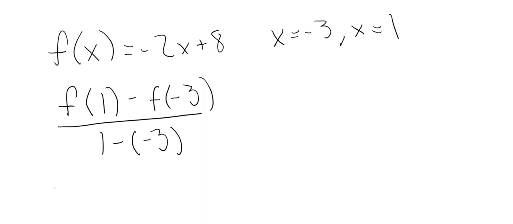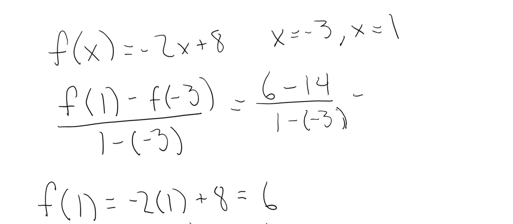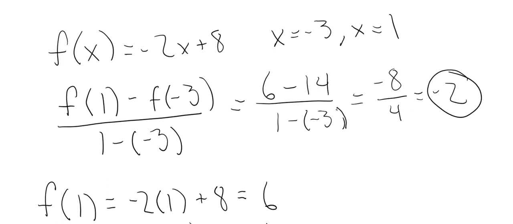And now we just need some side work, right? I need to know, well, what is f of 1? f of 1 is going to be negative 2 times 1 plus 8, which gets me positive 6. And f of negative 3 is going to be negative 2 times negative 3 plus 8 gets me 14. And so now filling out our information, we end up with 6 minus 14 is negative 8 over a positive 4 gets me a negative 2. And so let's see if I wrote down everything correctly. I did.